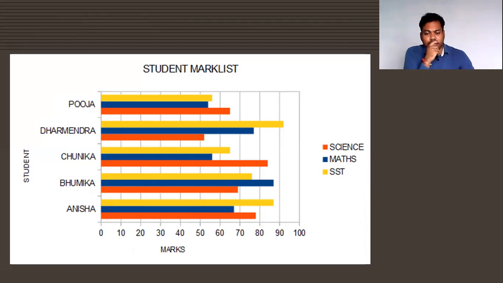So see, Pooja's science marks, right? In which subject did Pooja secure maximum marks? Red means science, so she secured maximum marks in science. And who secured maximum marks in SST? Yellow is maximum in the case of Dharmendra. So Dharmendra secured maximum marks compared to the other students also. Among all these 5 students, the maximum marks are Dharmendra's. Right? Understood? Like this we can easily understand.